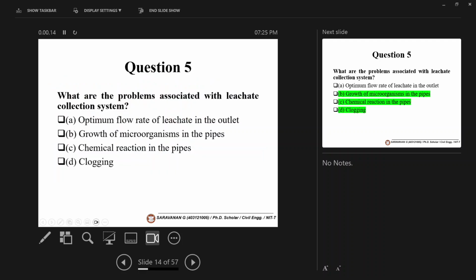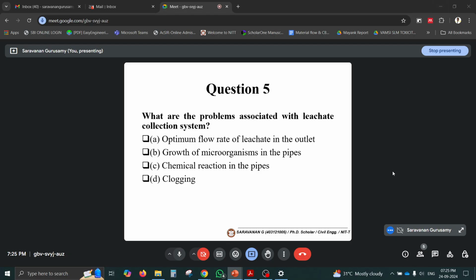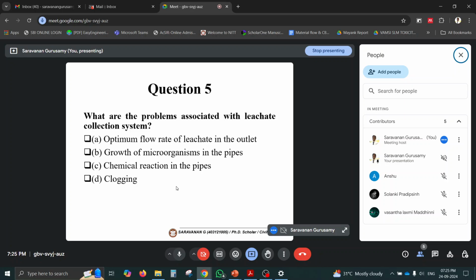Okay. Then the fifth question. What are the problems associated with the leachate collection system? Optimum flow rate of leachate in the outlet, growth of microorganism in the pipes, chemical reaction in the pipe, clogging.